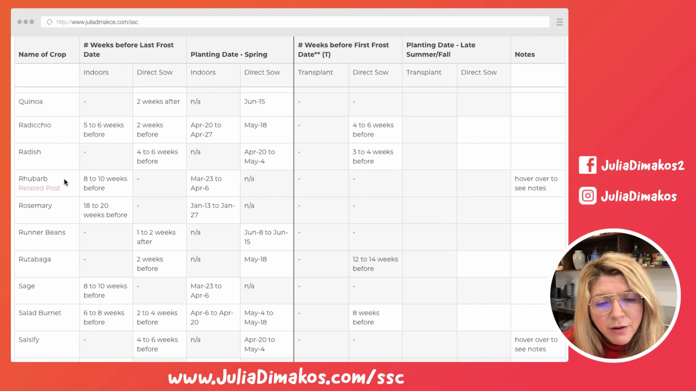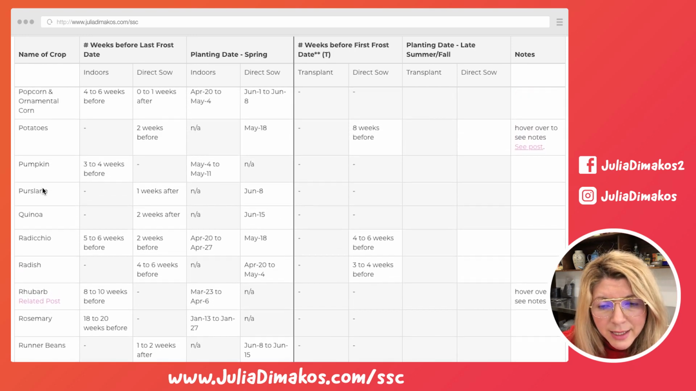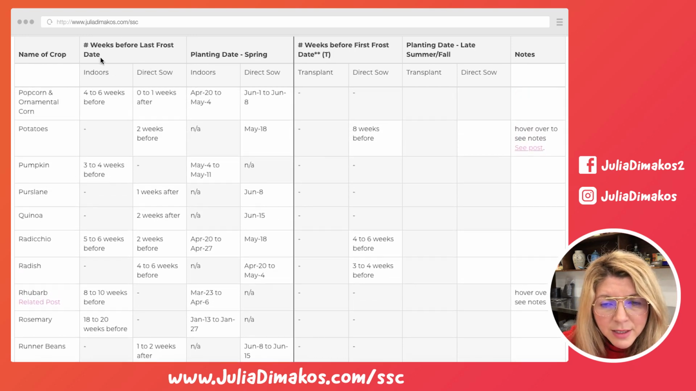Now, in some sections here, I have a post that's related, and that is highlighted, so you can just click on that and that'll take you directly to the post. But as you can see, in these sections, the left column is the name of the crop, then these two sections relate to the number of weeks before the last frost date.